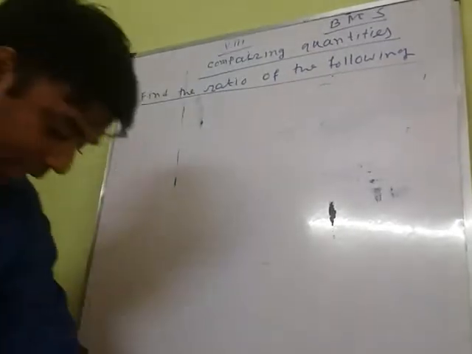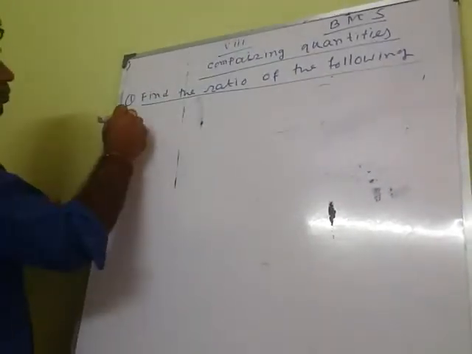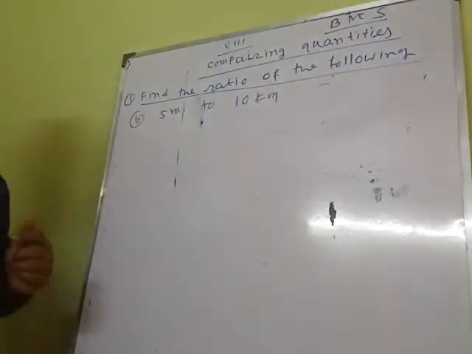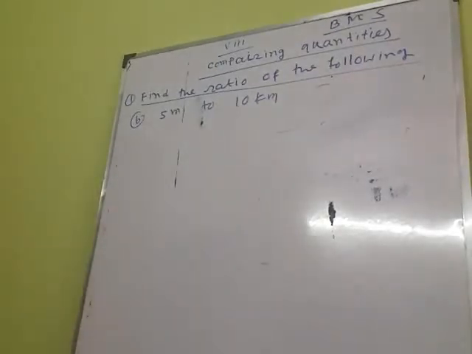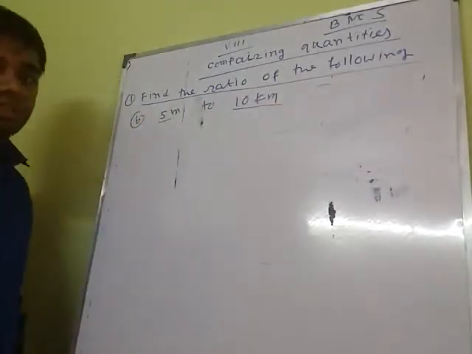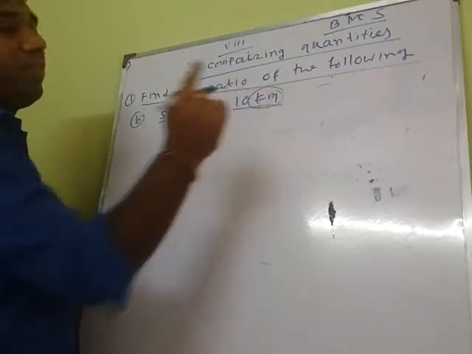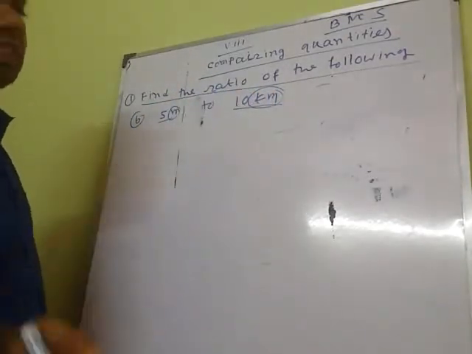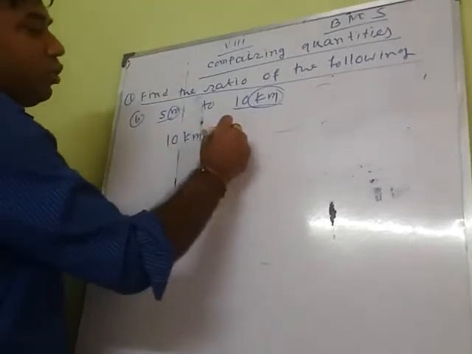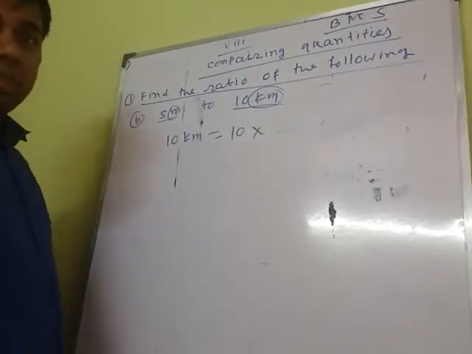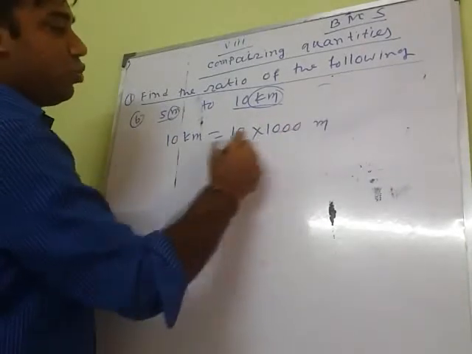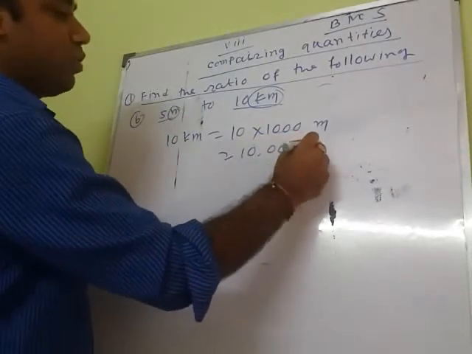Part B is 5 meter to 10 kilometer. Both quantities are units of distance, but here it is meter and here kilometer. First we have to express kilometer in meter or meter in kilometer. So 10 kilometer: to convert kilometer to meter, you have to multiply the quantity by 1000, so 10,000 meter.